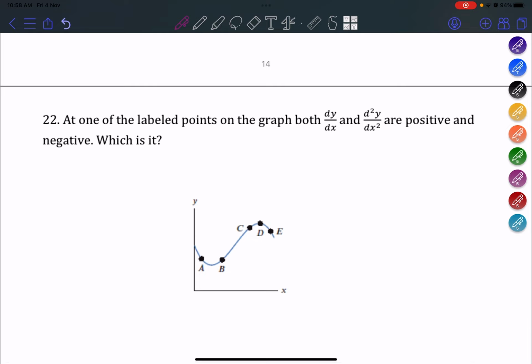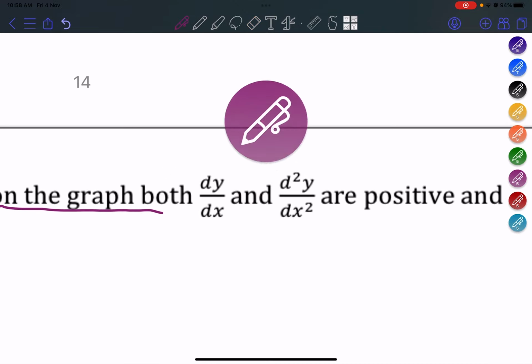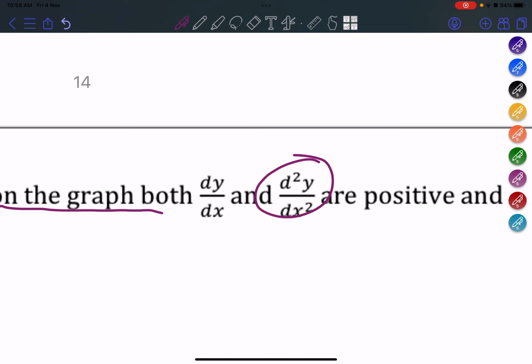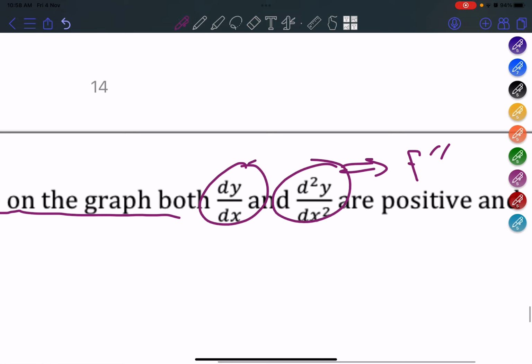Moving to the last question. At one of the labeled points of the graph, both dy over dx and d squared y over dx squared are positive, and at another they are negative. First of all, what is dy over dx? What is d squared y over dx squared? Don't be scared by this. This is just another form of saying double derivative, and this is another way of saying the single derivative.